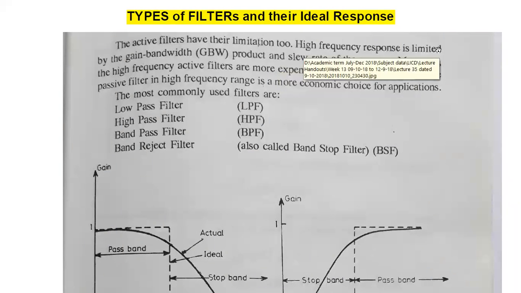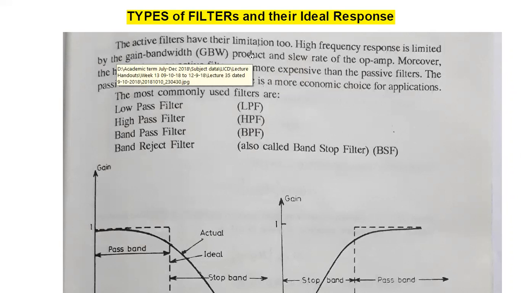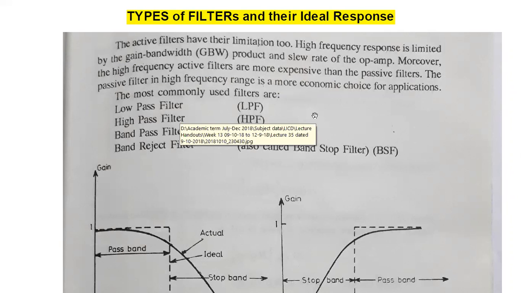The high frequency response will be limited by the gain bandwidth product, which is around 1 megahertz for the 741, and the slew rate of the op-amp. Moreover, high frequency active filters are a little more costly than passive filters. So if you want high frequency filtering, you go for passive filters, and if you want moderate to low frequency filters, you go for active filters.